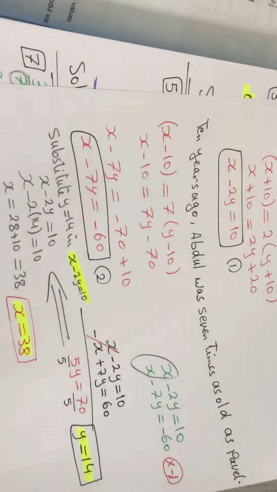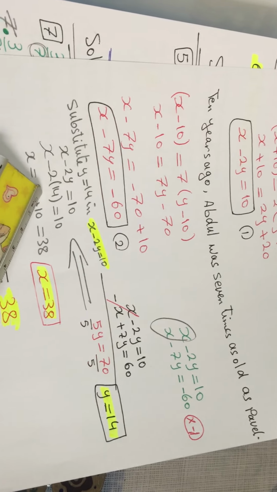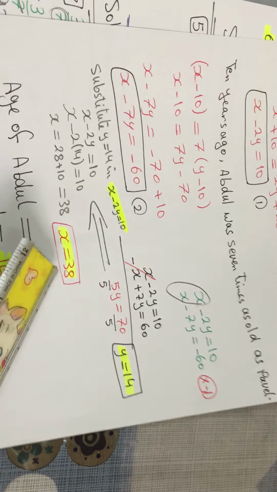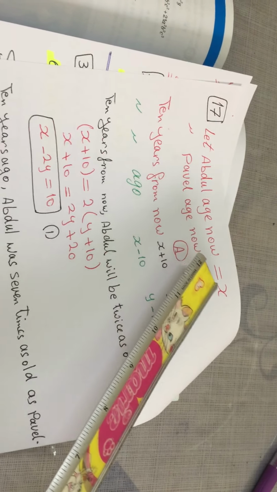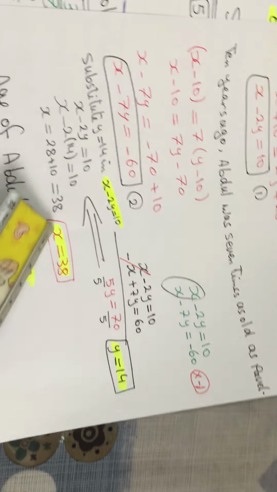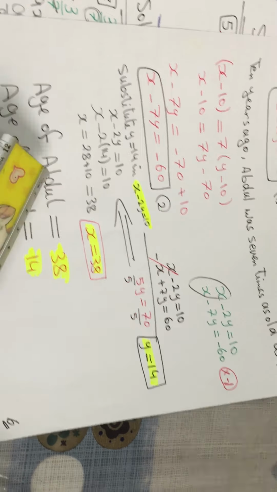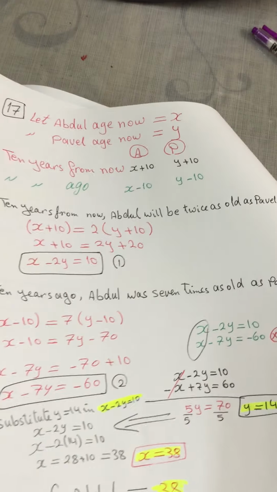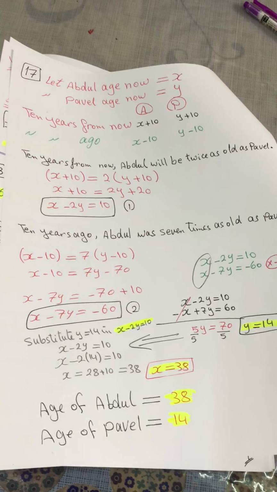So here it will be x minus 2y, the value of y is 14, so I'll get the value of x equal 38. What's x? I let x from the beginning, the age of Abdul, the age of the father. So now y, which is the age of Pavel, is 14, and the age of his father is x, which is 38. Okay, this is question number 17. I know it's a long equation, but a very interesting equation.